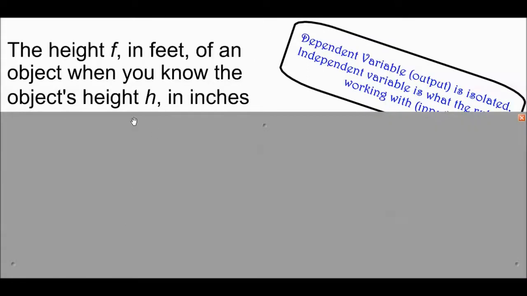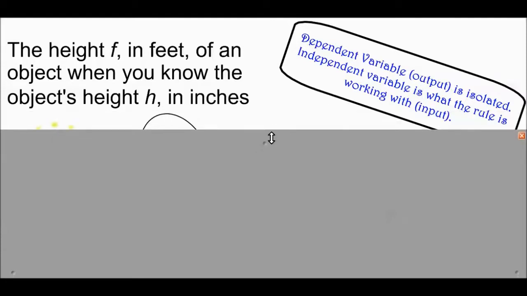So here's one with a little bit more real life to it. The height f in feet of an object, when you know the object's height h in inches. So both things are relating to height. The difference is one measurement is in feet, like let's say you're 6 feet tall, then you would be 72 inches. Keep in mind that your dependent variable, your output, is what needs to be isolated. And then your independent variable is what the rule is working with.